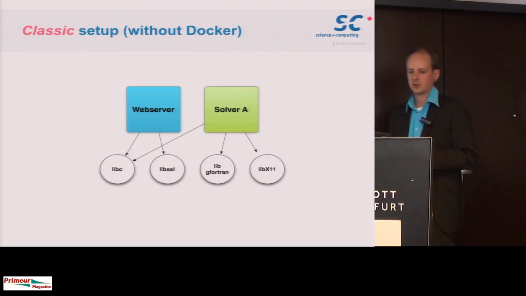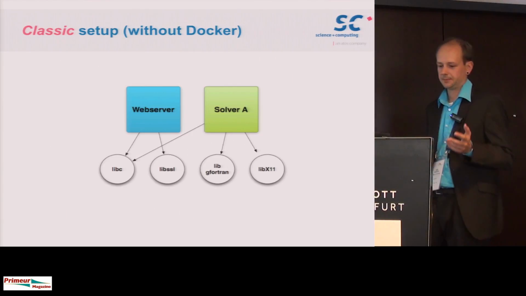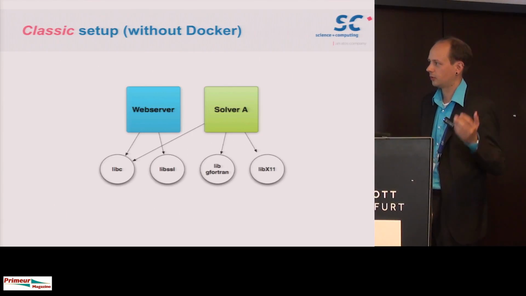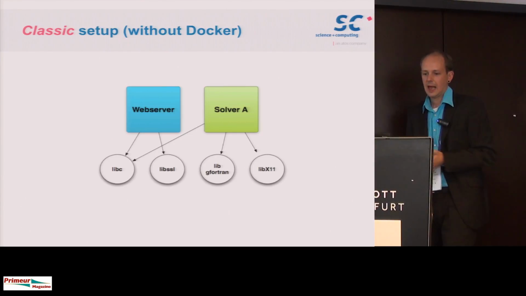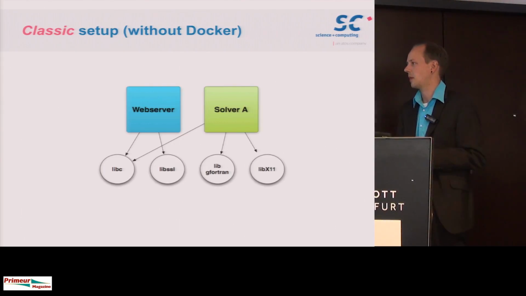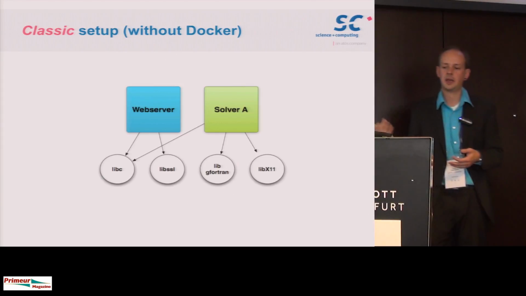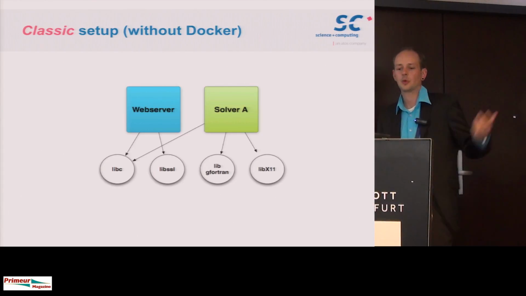So what's the problem? This is a classic setup without Docker. I have a web server. It's just a fictive example. I have a solver, and they share this libc. If, for any reason, I have to update the web server, it might require a new libc version, which might break the solver, for example. So risks can arise when either the application or the operating system is either updated or outdated.